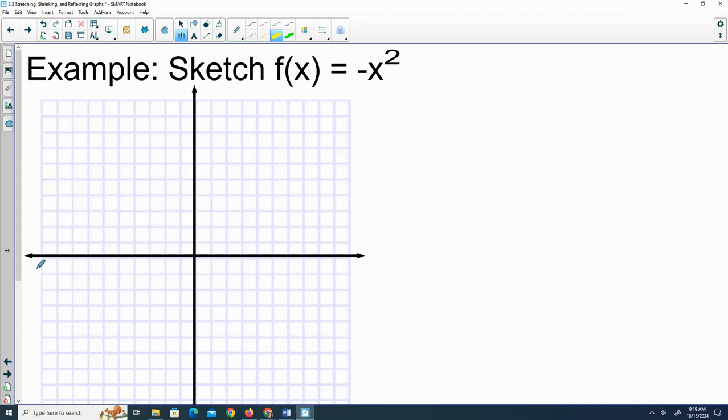So if I ask you to sketch the graph of f of x equals negative x squared, what's the parent function? Parabola. 0 squared is 0. 1 squared is 1. If you wanted to, 2 squared is 4. Negative 1, 1, negative 2, 4.